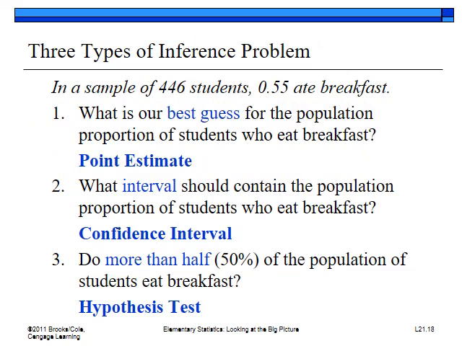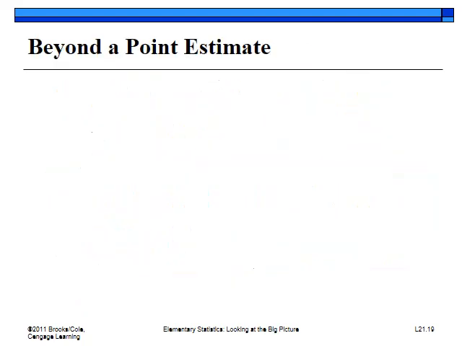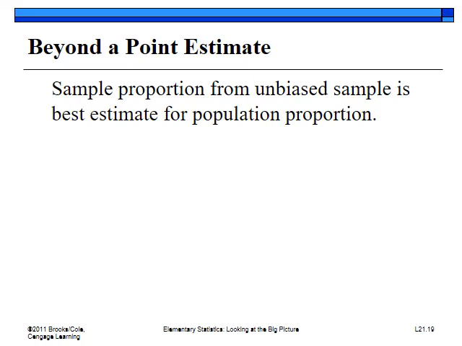So remember the three types of problems that we looked at before. We've talked about the point estimate. Now let's move on to the confidence interval. Remember that the proportion that you observe in your sample, as long as the sample is unbiased, will be our best guess for the unknown population proportion.